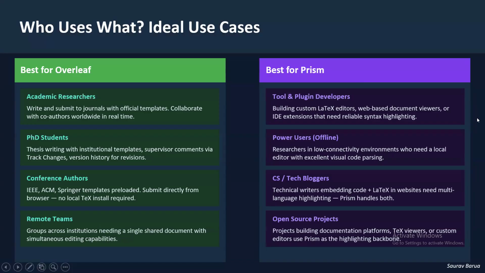Next comes who uses what and ideal use cases. Overleaf is good for academic researchers, PhD students, conference authors, and remote teams. However, Prism is good for tool or plugin developers and power users, anyone who wants to use it offline, CS and tech bloggers who want to write in LaTeX, and open source projects. For open source projects, we can use Prism.